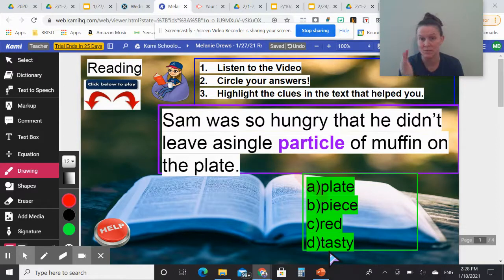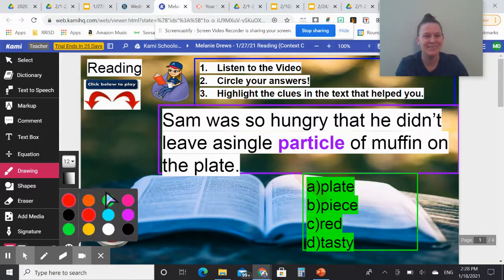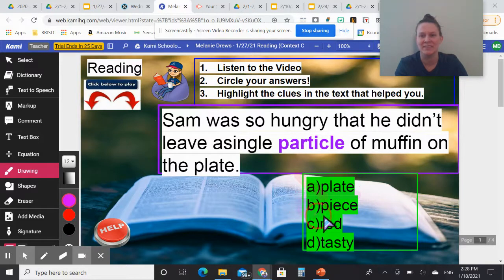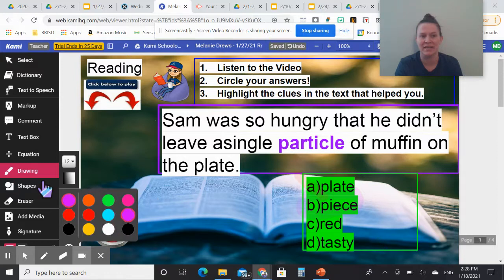So I'm going to see which one makes more sense. Piece versus tasty. Sam was so hungry that he didn't leave a single tasty of the muffin on the plate. No, I think it's piece. So when I get to my one that I'm like, that's definitely it, I'm going to use my drawing tool and I'm going to circle or show somehow to my teacher that that's the one I think.